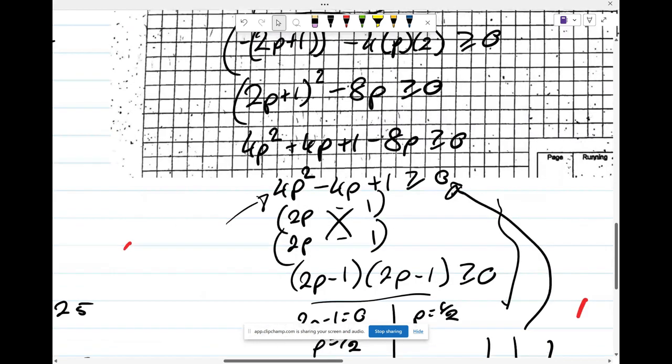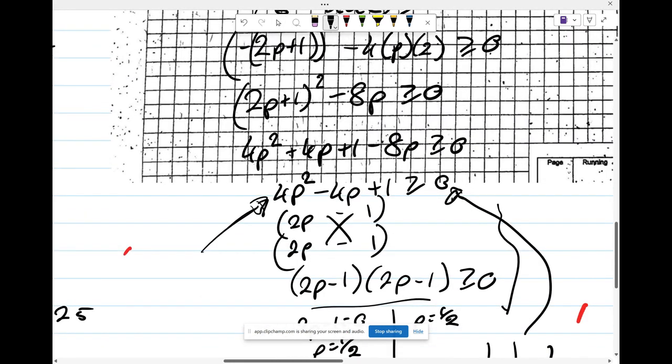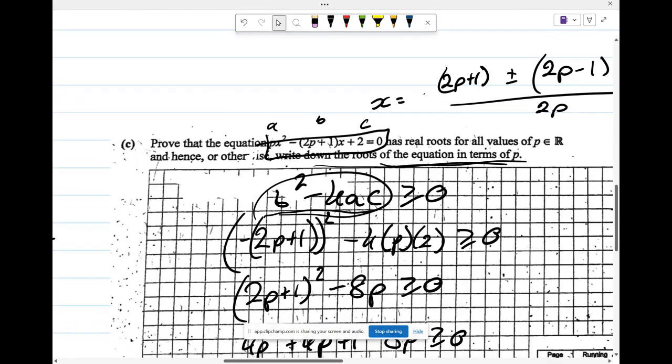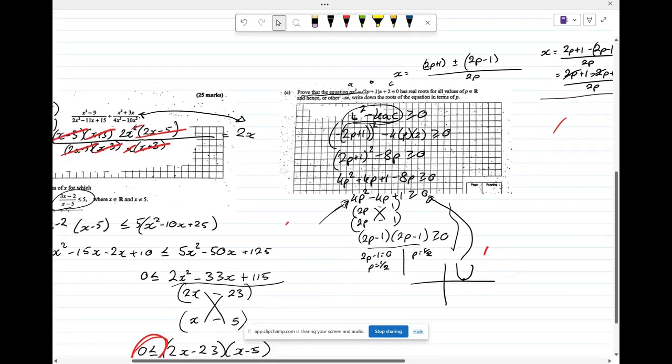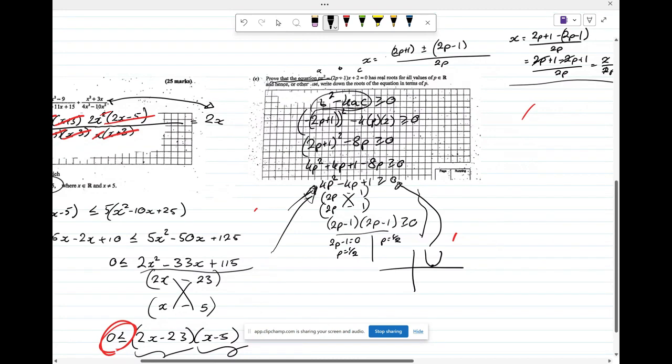This is where they get you. If you find the roots for this equation, you'll probably get half marks for proving, and then you'll lose out half marks for not writing down the equation. Okay, so that is that question done. Watch out for this little trick here. But on to the next question.